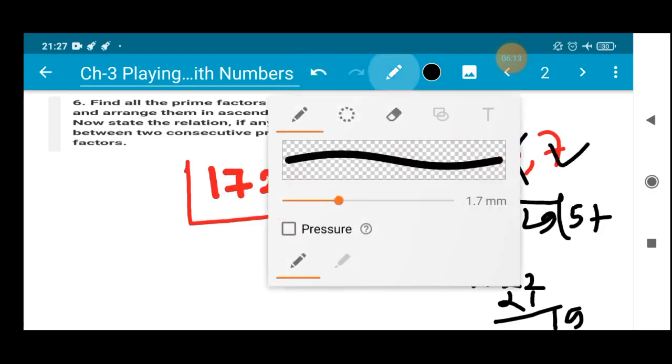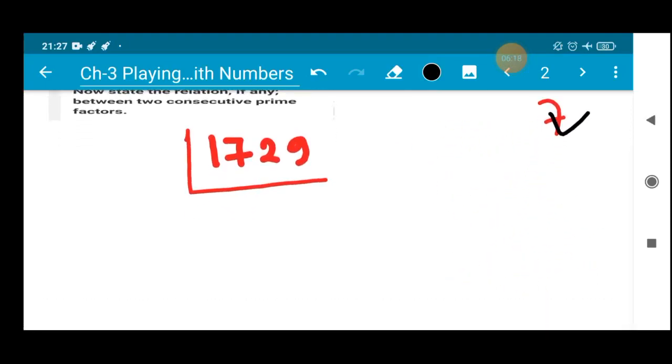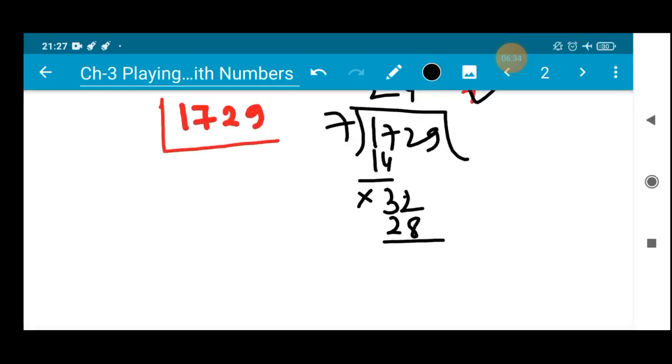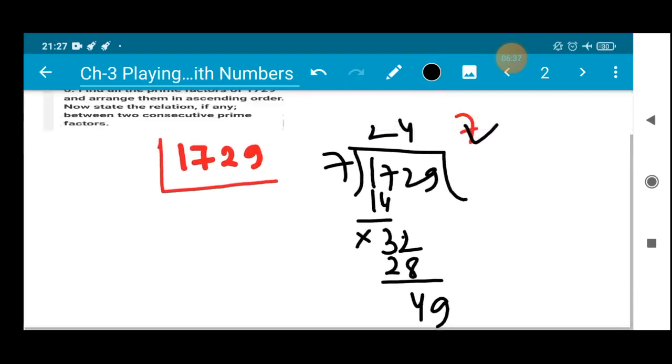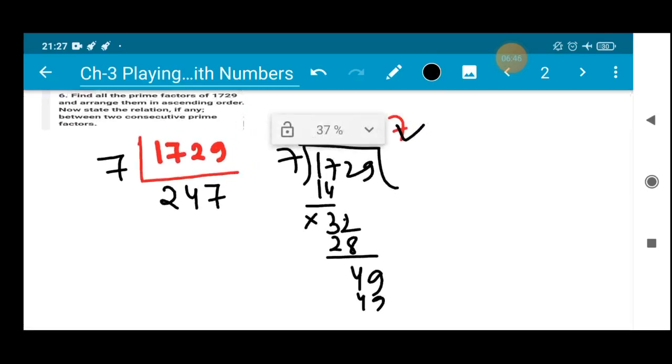So now let's check with 7. Let me erase this part now. The next prime number we have is 7, for 1729. So 7 2s are 14. Next, 7 minus 4 is 3. 7 4s are 28. Now here it will be 49. So 7 7s are 49, right? So yes, 7 is able to divide. So 7 into 247 is 1729.